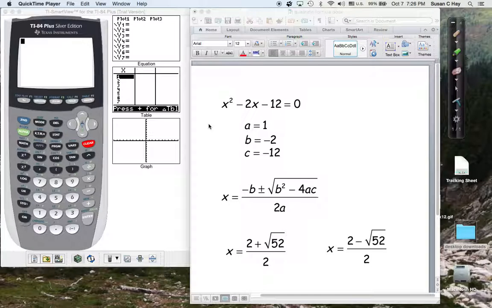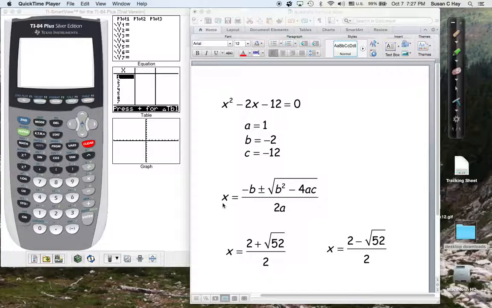Okay, so this is a short video about how to check your solutions after you've used the quadratic formula to solve a quadratic equation. So let's say you've been given this quadratic equation and you're asked to solve it for 0. Your first step is to see if you can factor it, because it's a lot easier to solve it that way. But if you tried to find the factors of -12 that added up to -2, you would find there are no such factors.